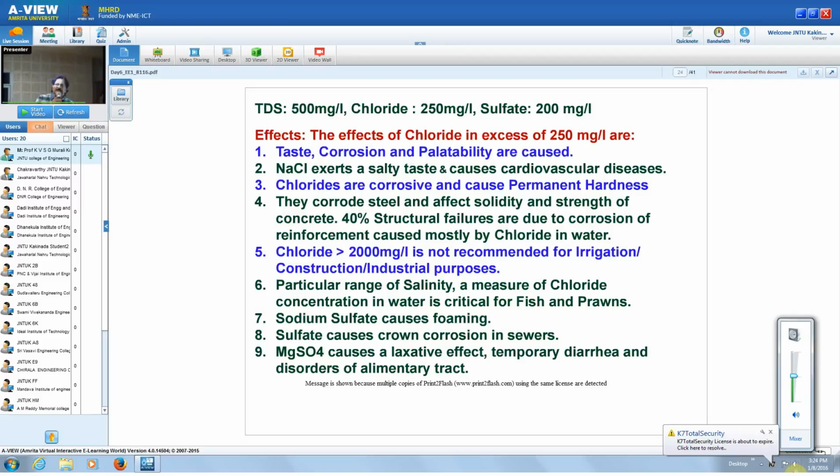All these problems are caused by salinity, especially chlorides and sulfates. No examiner in this world can escape asking a question on this. If he asks about TDS or chloride or sulfate, or all three, you will get a chance to write all this. You have to dump it intelligently. Next please.